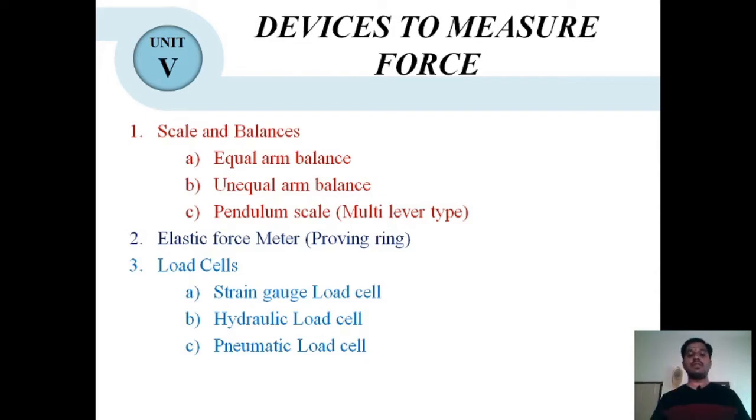The second one is your elastic force meter, which we can also call a proving ring. And the third one is your load cells, and these load cells are classified with respect to the medium which we are using. If we use strain gauges, we call them strain gauge load cells. If we use hydraulic fluids, we call them hydraulic load cells. If we use air as a medium, we call it a pneumatic load cell.